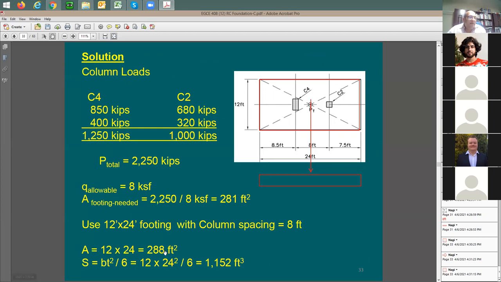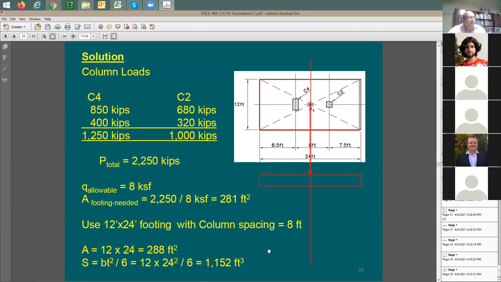I'm going to say now contact area is going to be 288, the section modulus, if I have any moment, because of the location of this resultant relative to the center of the footing. I'm going to say about this axis, because if I have any potential moments, it's going to be happening about this axis. This is going to be S, which is B T squared divided by 6, it's going to be 12 by 24 squared divided by 6, it's going to be this number here, 1152 cubic feet.